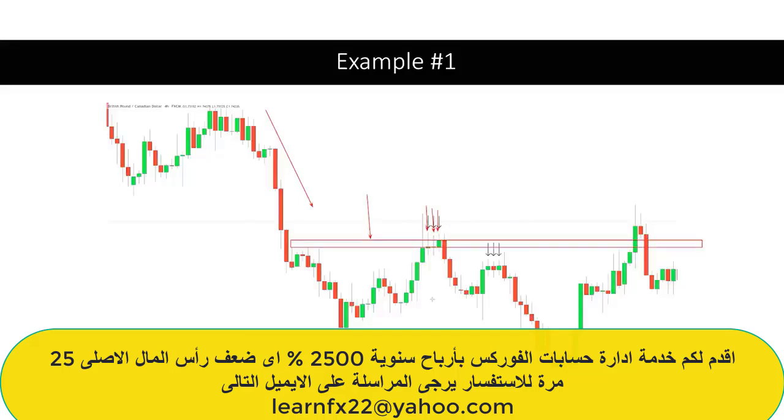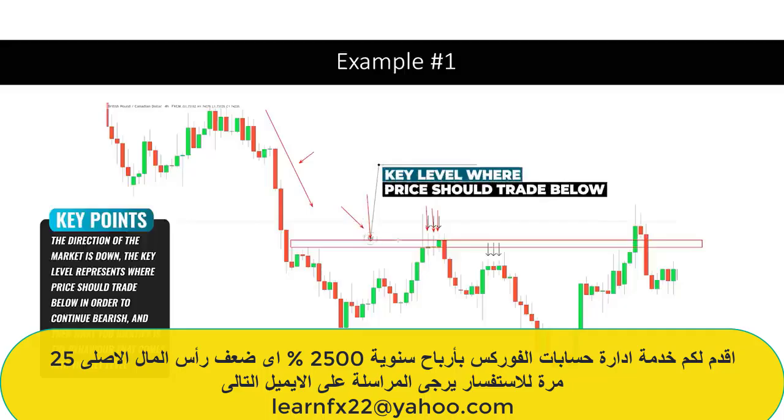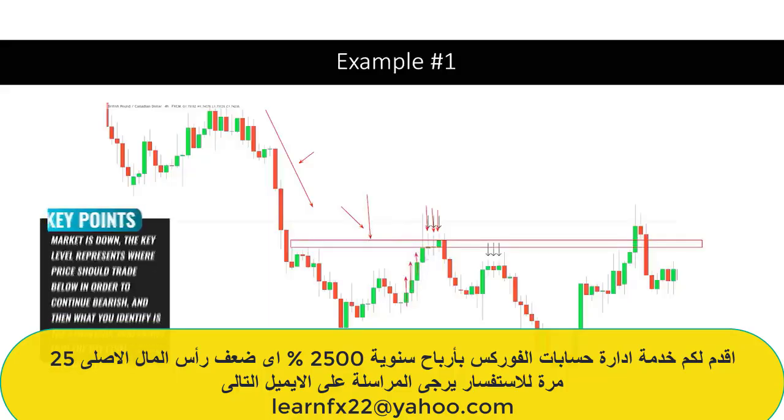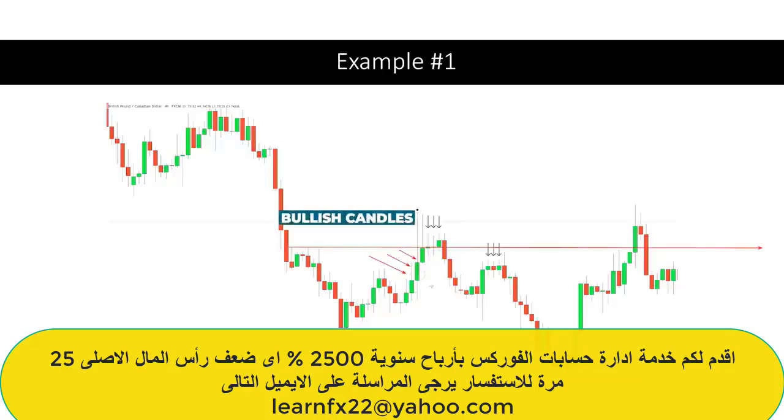You have to bring everything together. By doing this, what you will say to yourself is this: the direction of the market is down. The key level represents where price should trade below in order to continue bearish. And then what you identify is the behavior that comes into this key level. Now, you can see that the behavior coming into this key level here is very, very bullish.